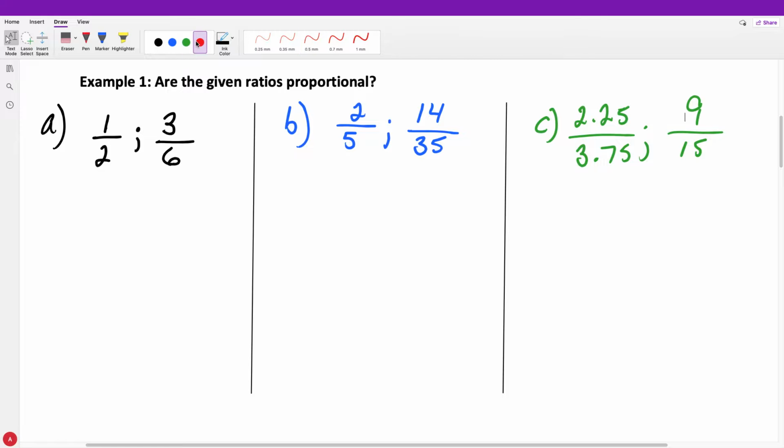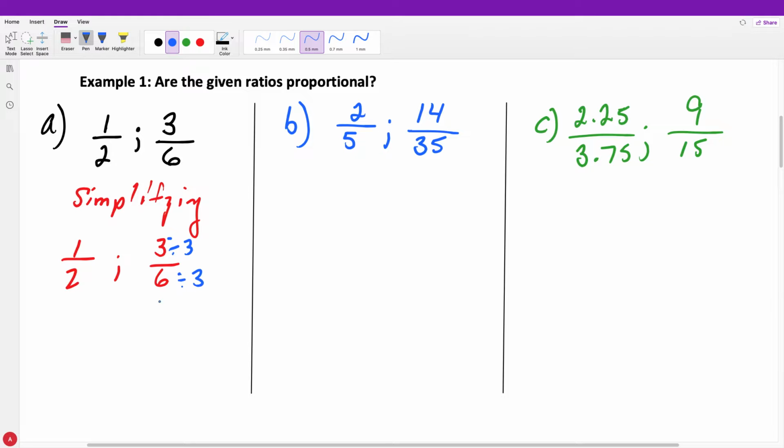So the first way, if ratios are proportional, it means that they're equal to each other. All right, so we're trying to see, are these two ratios in fact equal? All right, and the way that we can do that, one method, is by simplifying. And we can take both of our fractions and reduce them and simplify to its lowest form. Well, 1 over 2 can't be reduced anymore, so it is 1 over 2. Then we can take that 3 over 6 and we can look to simplify and say, okay, is there any numbers that divide evenly into both 3 and 6? And yes, 3 does.